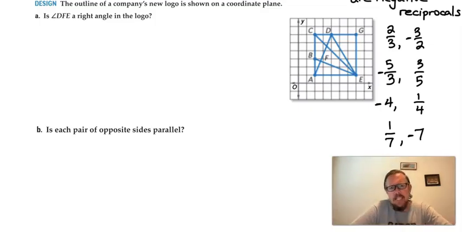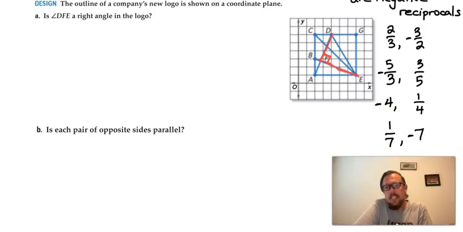So we've got a design here, and according to the problem, it's the outline of a logo for a company. And the very first question asks if angle DFE is a right angle. And so let's go ahead and see if we can, first of all, find out what is DFE. DFE means we go D, F, and then E in that order. That's how we name it, angle DFE. And what the problem is asking is, is DFE a right angle? So does that form a right angle?